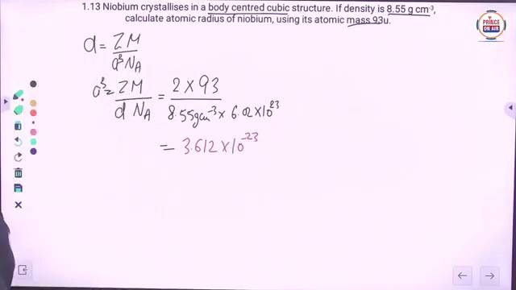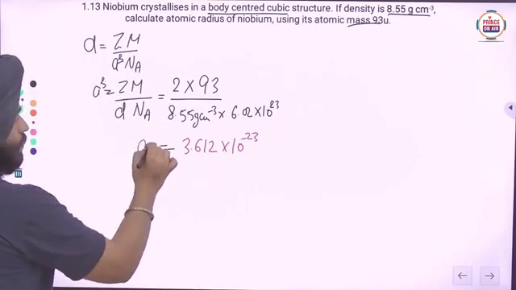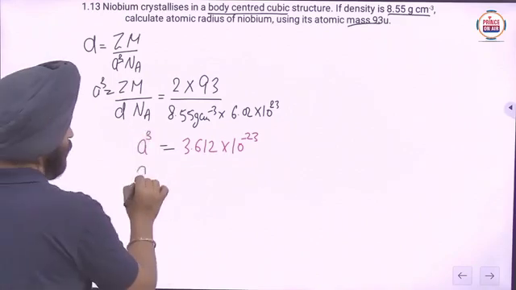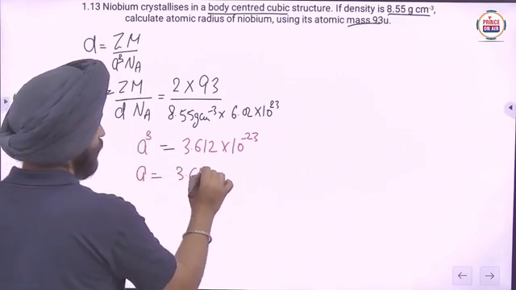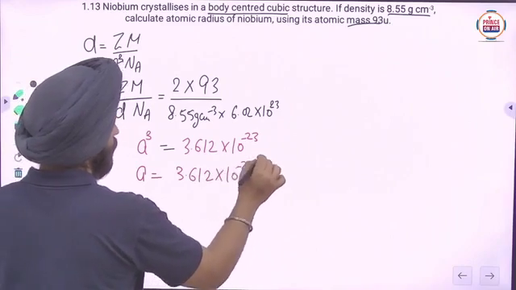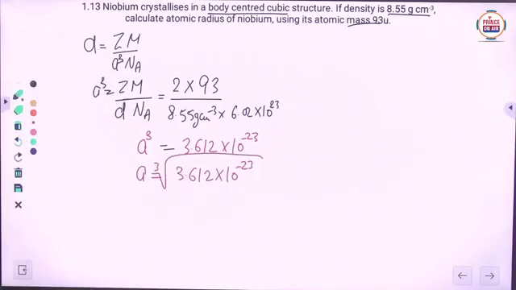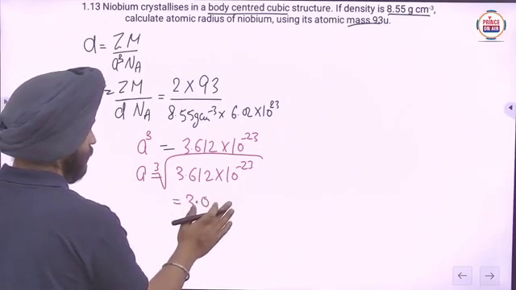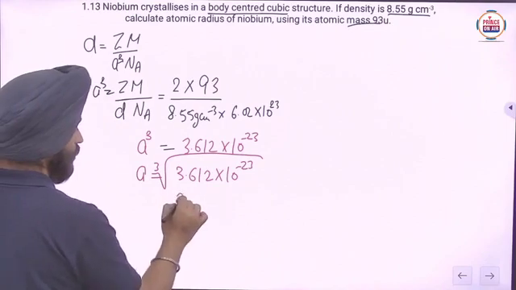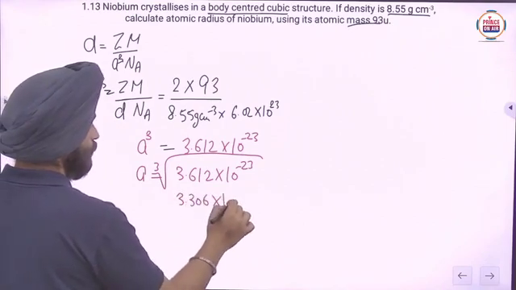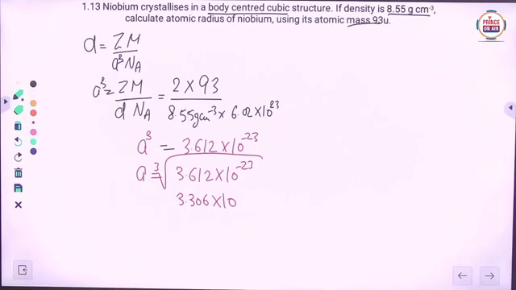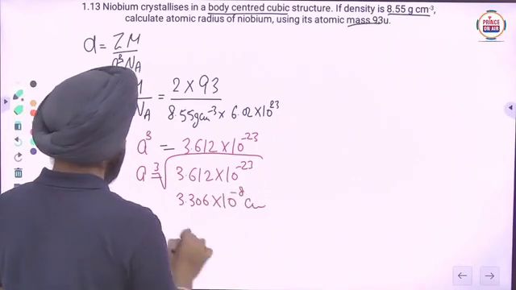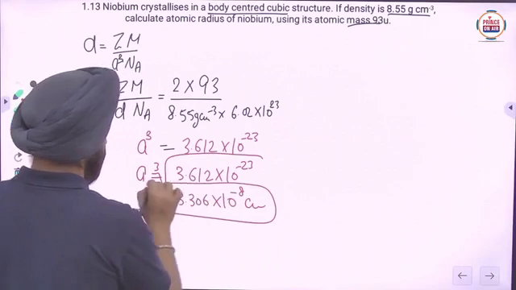Okay, that is the value of a cube here. Now just how we can do that value, that a 3.612 into 10 raised power minus 23, cube root. Do that cube root here, and on doing that cube root you will get 3.306 into 10 raised power minus 8 centimeter. Okay, that is the value of a here.